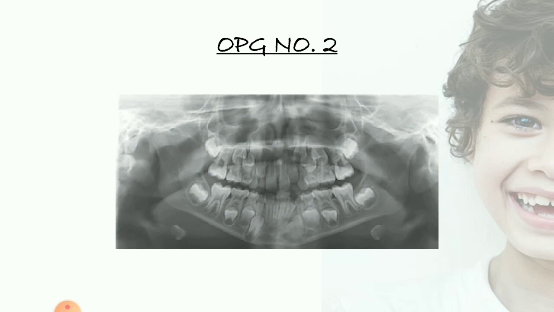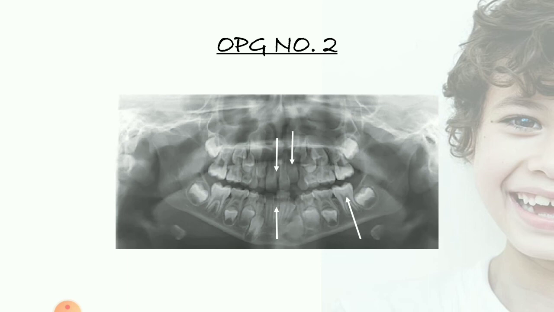Moving on to the next OPG. In this OPG, we can see again that the mandibular first molar has erupted into the oral cavity. Then we have the mandibular central incisor. Then we have the maxillary central incisors also erupted. So this suggests that the patient has crossed the age of 7 years. The presence of the mandibular first molar signifies that the patient has crossed 6 years of age, whereas the presence of maxillary central incisors signifies that the patient has also crossed 7 years of age.